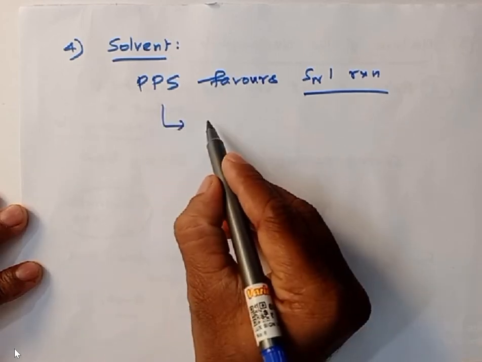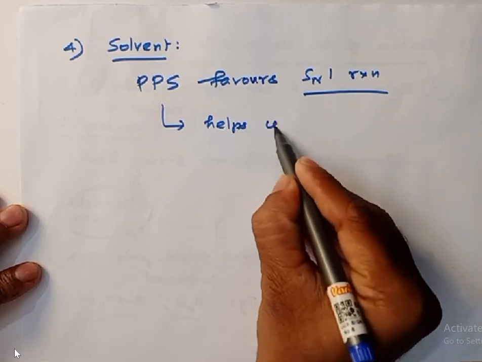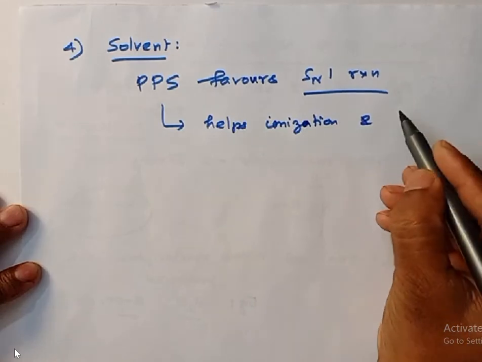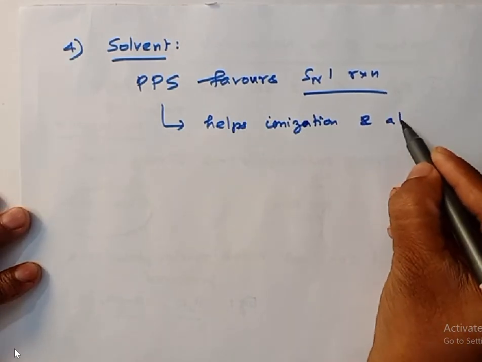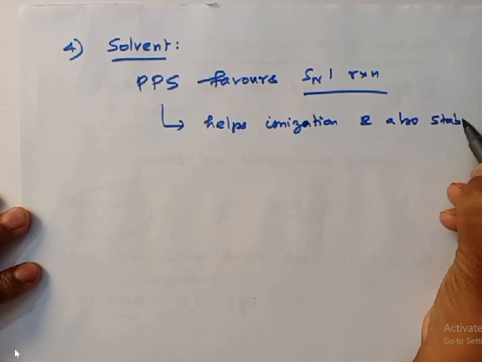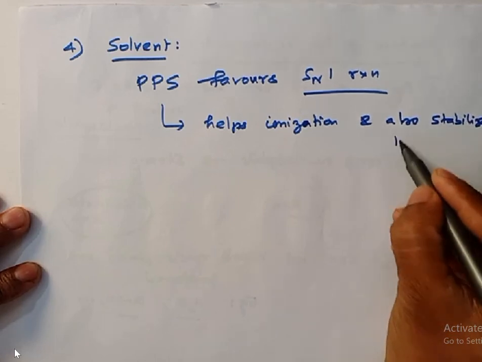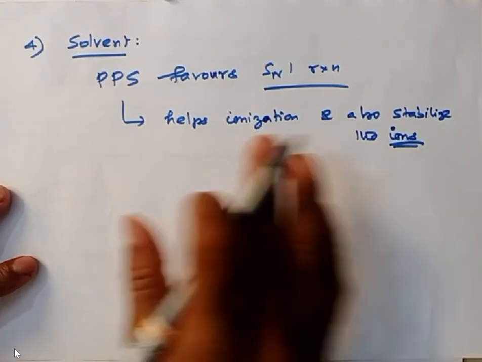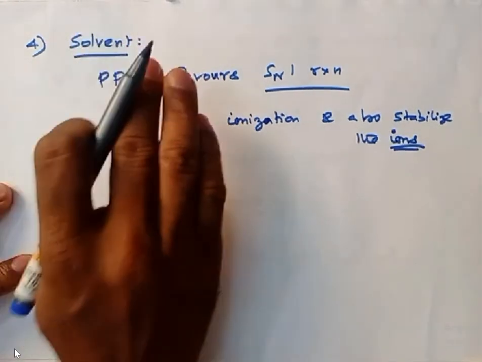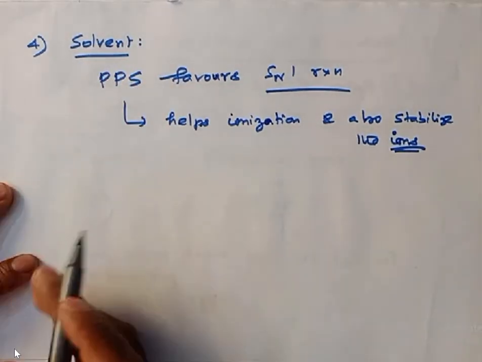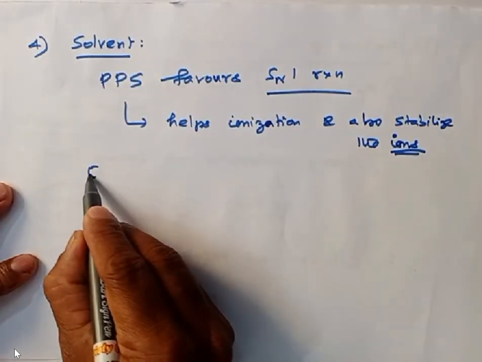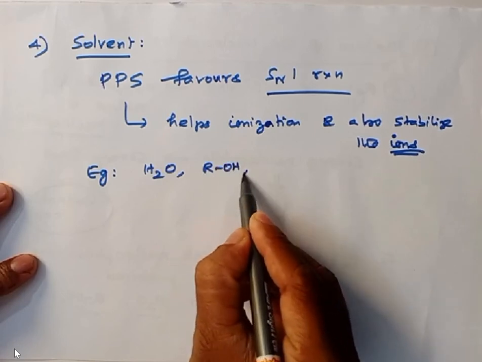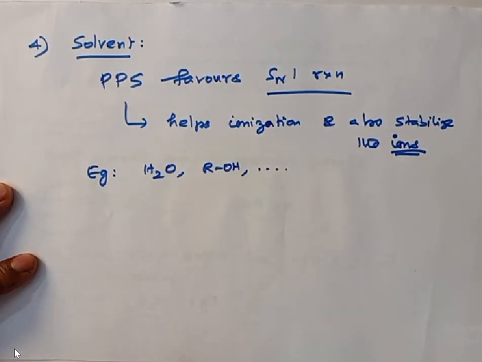Polar protic solvents help ionization and also stabilize the ions. I'll write simply ions, means cation as well as anion. It will stabilize both ions. Therefore, polar protic solvents are preferred in Sn1 reaction. Examples for polar protic solvent: water is a polar protic solvent, alcohol is a polar protic solvent, right? We have many examples actually, right?